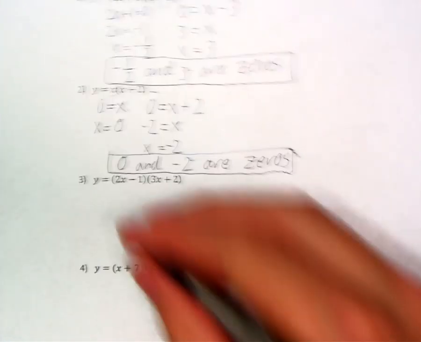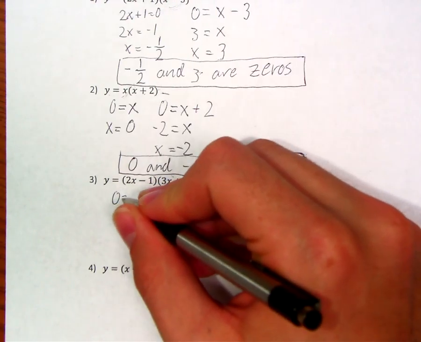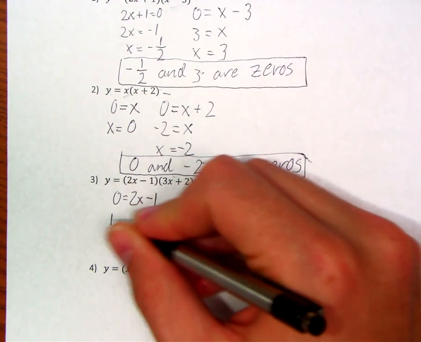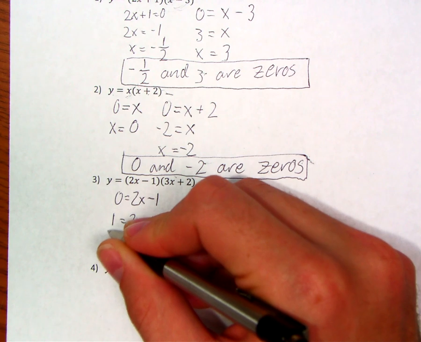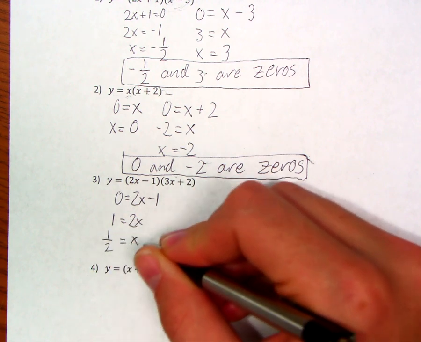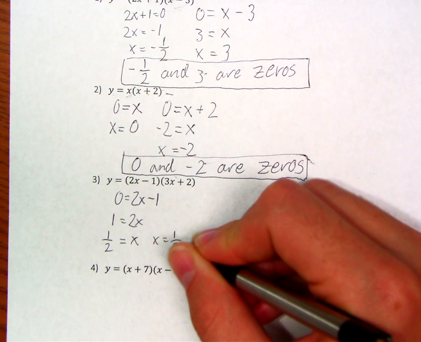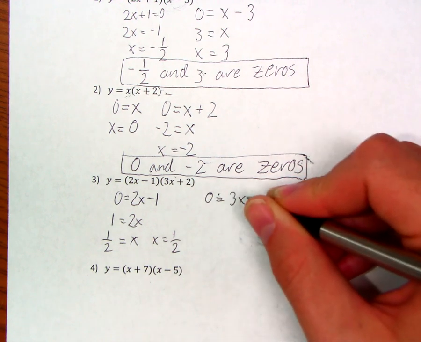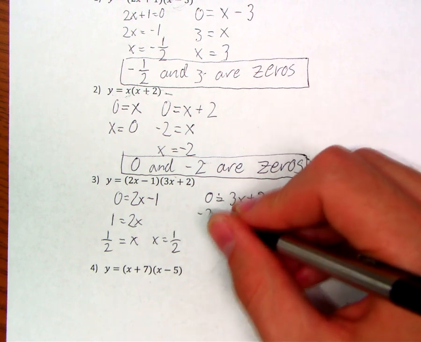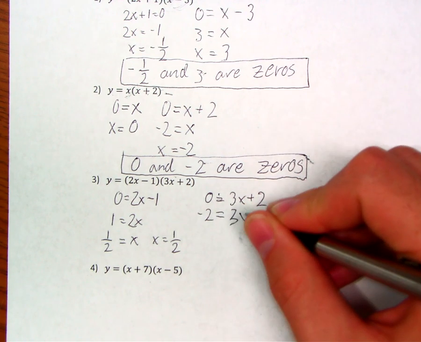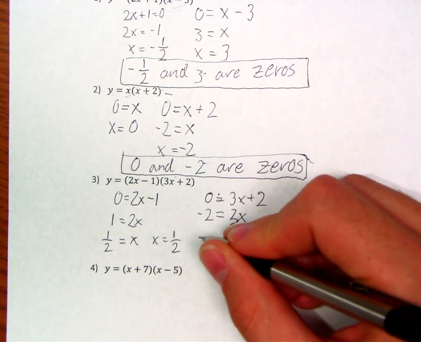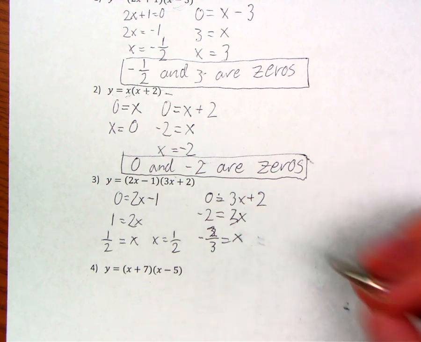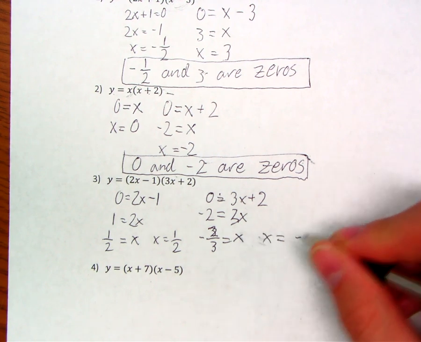So, if I take my first linear equation and set it equal to 0, 0 equals 2x minus 1. Add 1 to both sides. 1 is equal to 2x. Divide by 2. 1/2 is equal to x, or put it another way, x is equal to 1/2. If I set my second linear equation equal to 0, 3x plus 2 equals 0, I'm going to subtract 2 from both sides. Negative 2 equals 3x, and I'm going to divide both sides by 3. Negative 2 over 3 is equal to x. Okay, so another way, x is equal to negative 2/3.